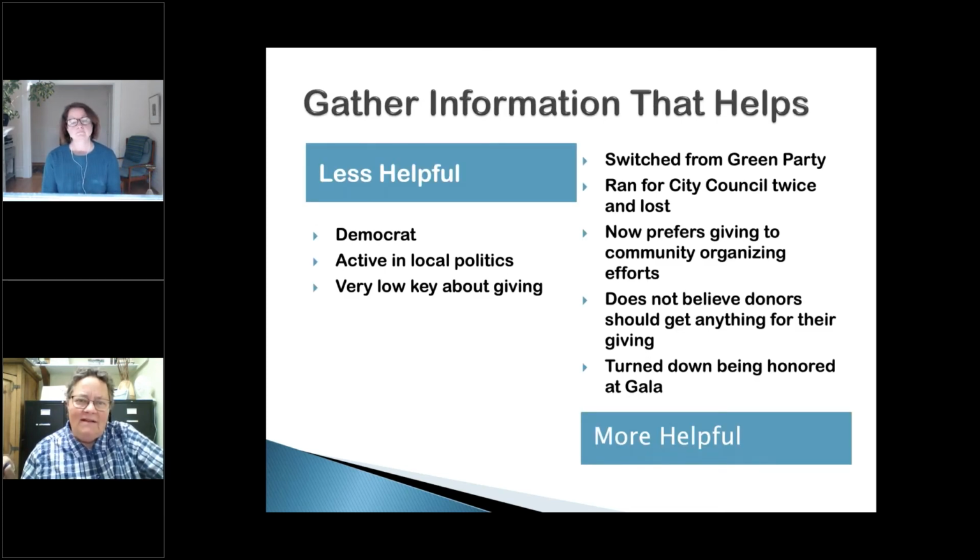In your database, then, gather information that actually promotes your knowledge of the person. This is an example from one of my clients. This is what was in the database about someone at first, under the less helpful category: the person's a Democrat, low key about giving. And when we went to the more helpful, you'll see what happened. A Democrat, they switched from the Green Party. So what does that tell you about their standing with regard to the Democrats? They're to the left of the Democratic Party. They ran for city council and lost. Okay, so that's kind of interesting. And now they give to community organizing. So you can watch the trajectory of their mind in that.